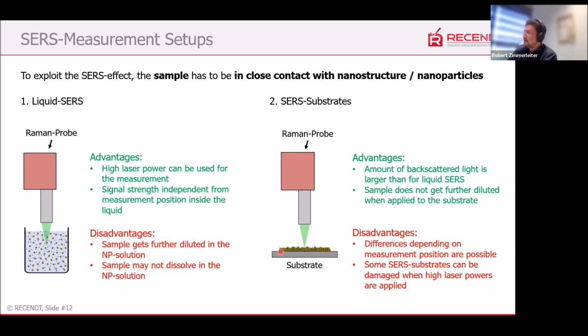The disadvantages are that differences in the measurement position are possible, because you don't know exactly how your sample will be placed on your substrate. So there might be some spots where you have more of your sample, there might be some spots where you have less of your sample. So it's not independent of the measurement position, your signal strength. And some SERS substrates can also be damaged when high laser powers are applied. So you simply use too high laser power, you burn your substrate and break it. And that's why you always have to be aware what is the maximum laser power you can use with your substrate.